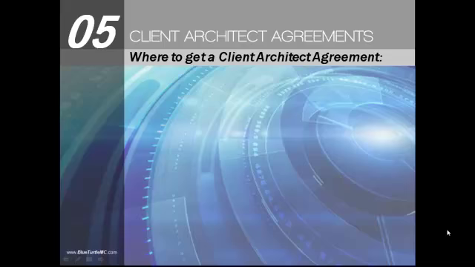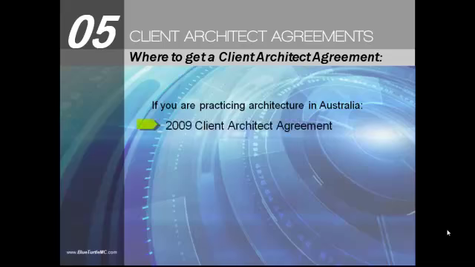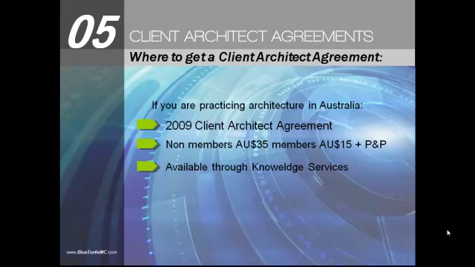So, where can you get a copy of the most up-to-date Client Architect Agreement? Well, if you're practicing architecture in Australia, then you'll need to know that both the AIA 2005 long-form and short-form agreements have now been replaced with a new document called the 2009 Client Architect Agreement. The 2009 Client Architect Agreement costs $35 Australian for non-members and $15 Australian for members, plus postage and packaging, and it's available through Knowledge Services.